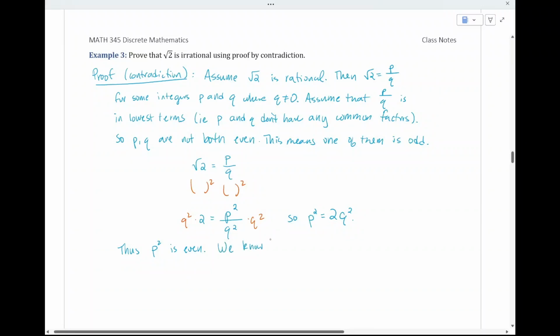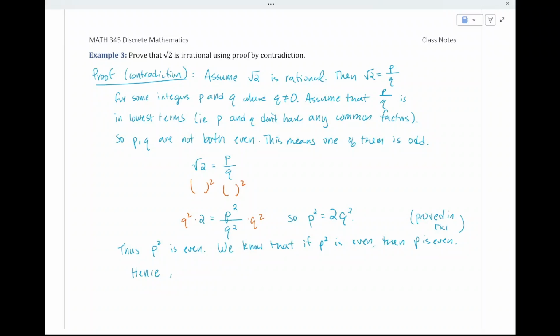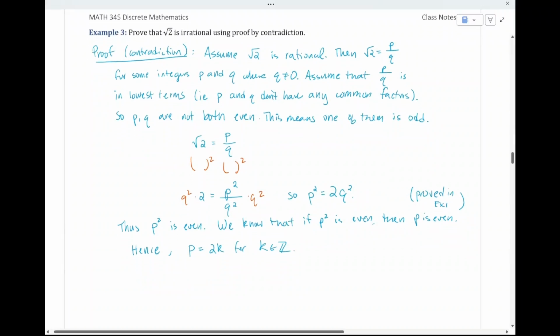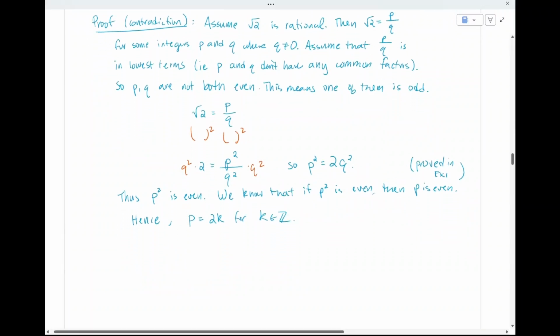We know that if P squared is even, then P is even. And again, I proved that in example 1. Okay, great. So hence, I could write P as 2k for some integer k. And so now I'm going to start here. I can write P as 2k.